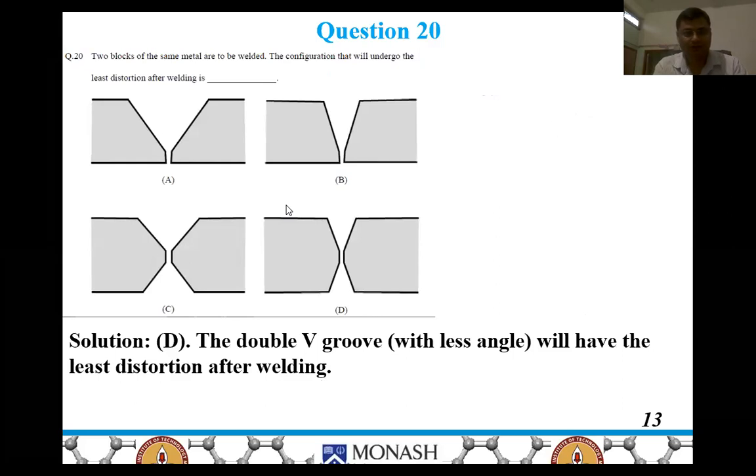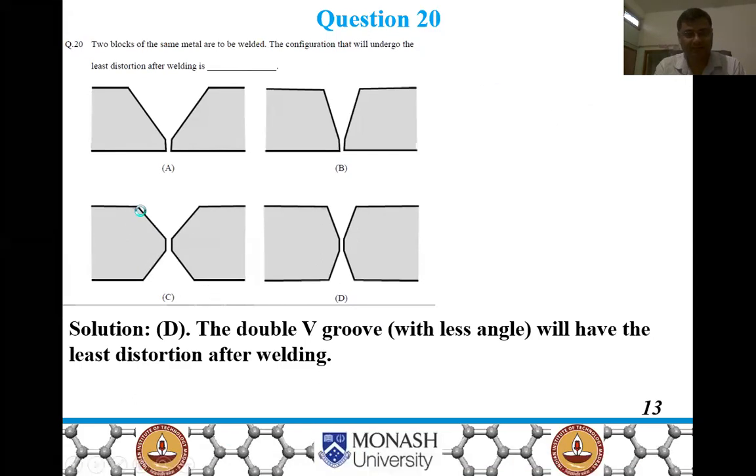Question number 20. Two blocks of the same metals are to be welded, and the configuration that will undergo the least distortion after welding is... In this case, when we have a double V groove, one with a larger angle and another with a smaller angle, the one with the smaller angle will have the least distortion after welding.